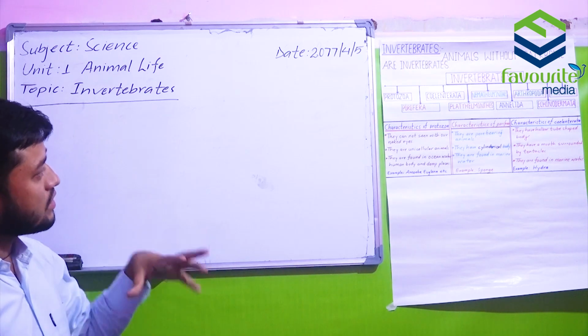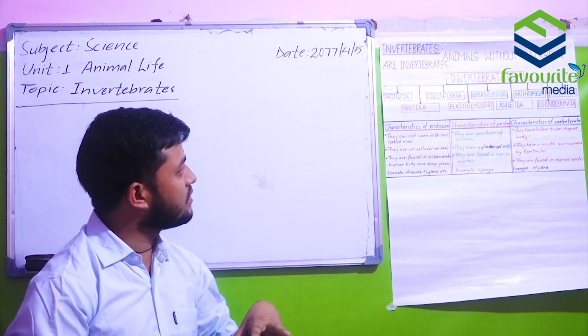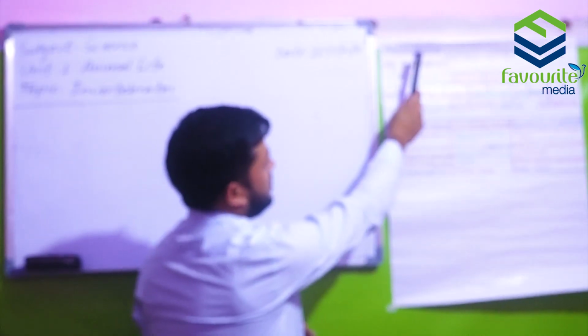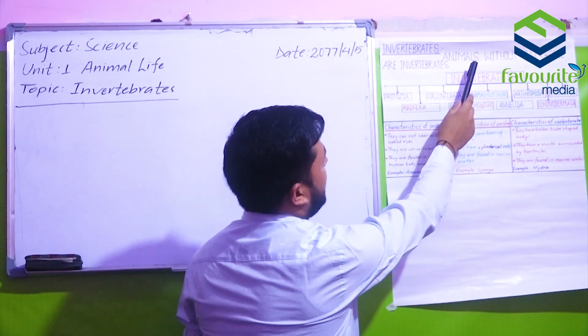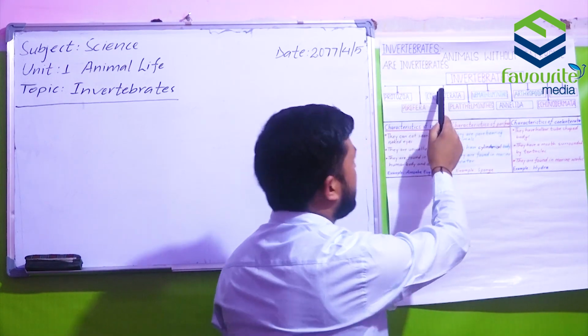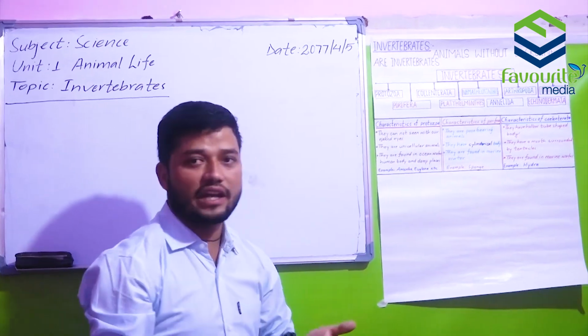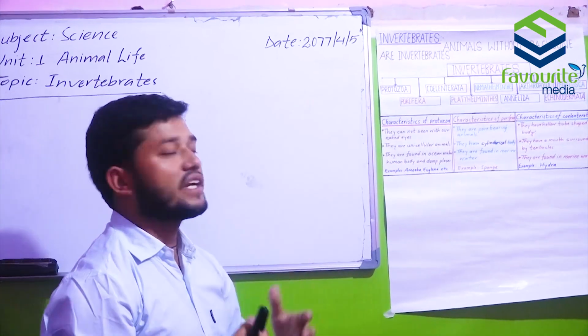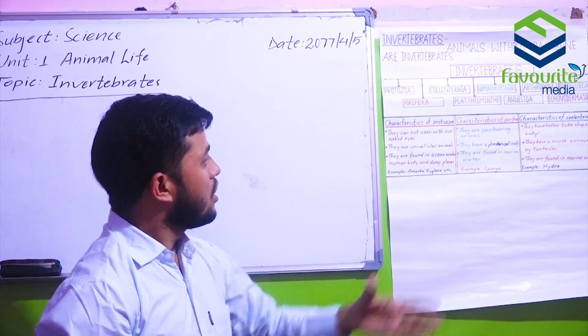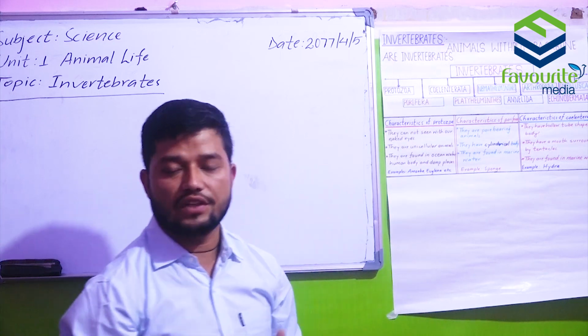So first of all, let's see the definition of invertebrates on the chart. Invertebrate means animals without a backbone. Animals that do not have a backbone, we call them invertebrate animals. You can copy the definition of invertebrates here, guys.